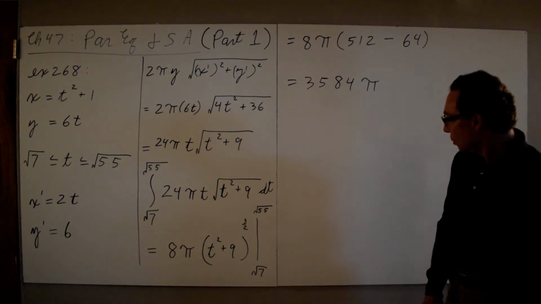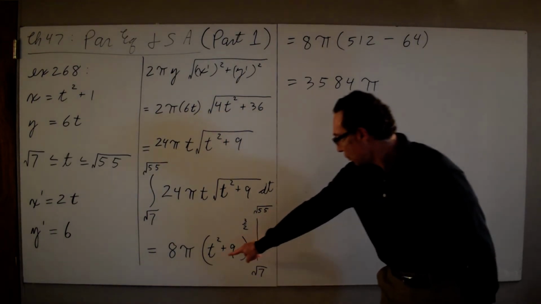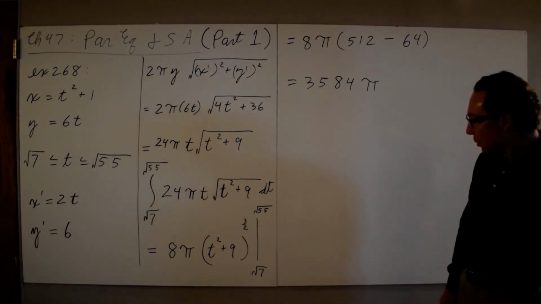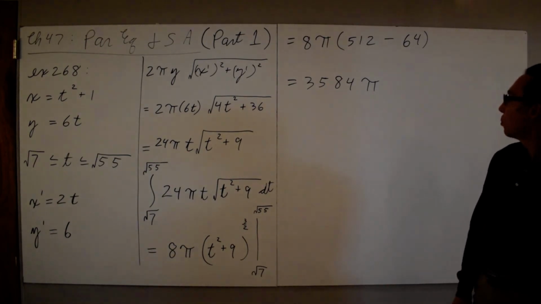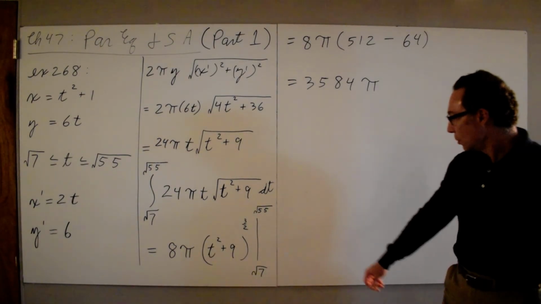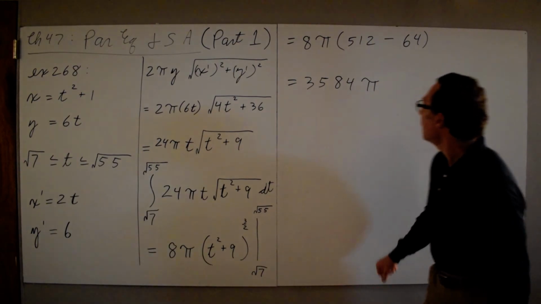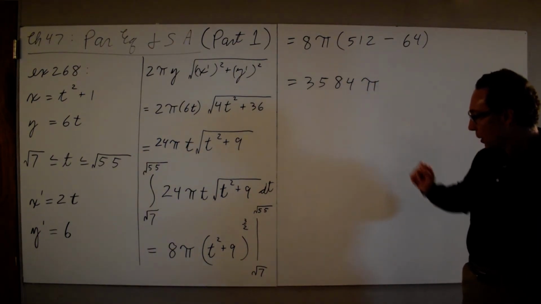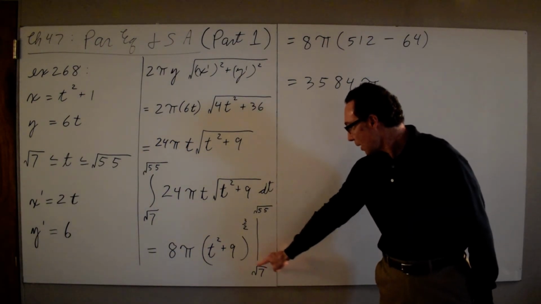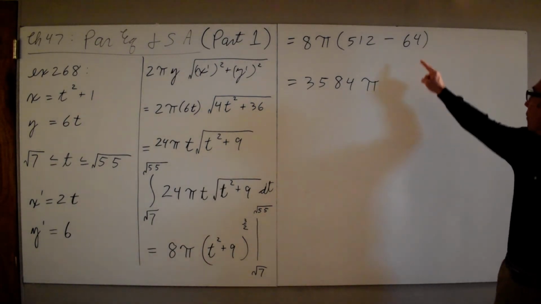We'll substitute square root of 55 for t. We'll substitute square root of 7 for t, then we subtract. When we substitute square root of 55 for t, we have 512. When we substitute square root of 7 for t, we have 64.